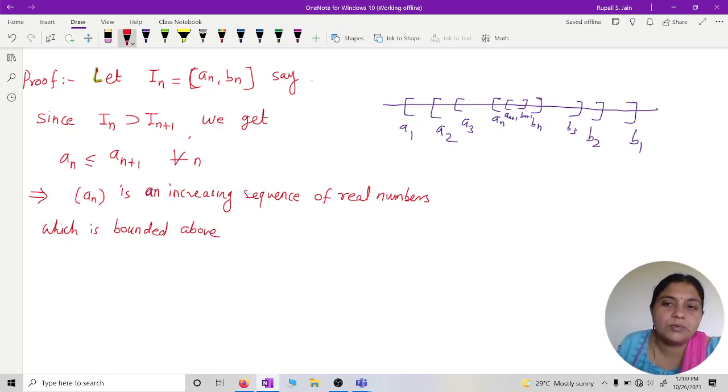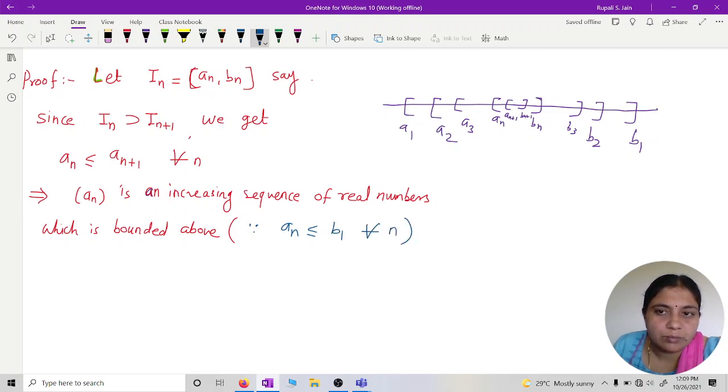Why is it bounded above? What is its upper bound? Can you give me an upper bound? An is less than or equal to b1 for all n, right? b1 or bn also you can take. b1 is an upper bound, whatever may be your n. So An is an increasing sequence of real numbers which is bounded above.